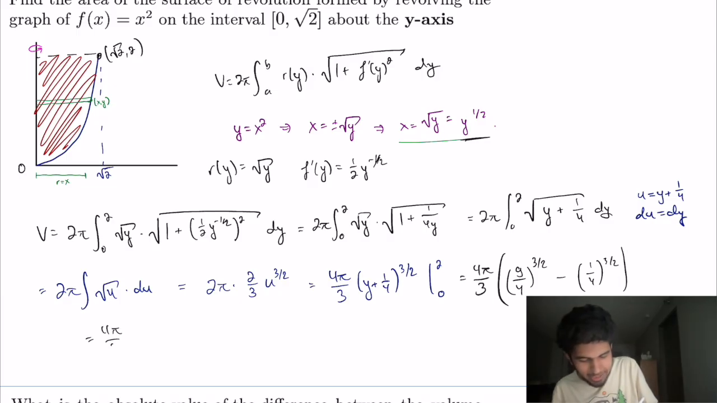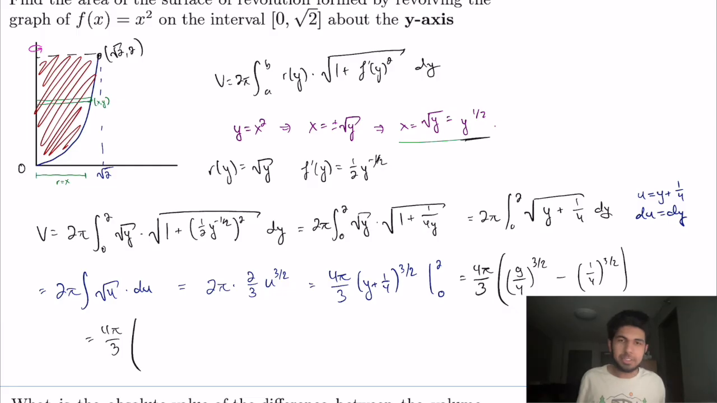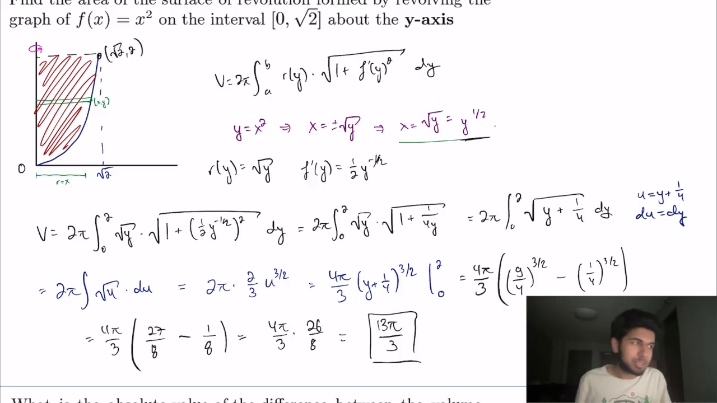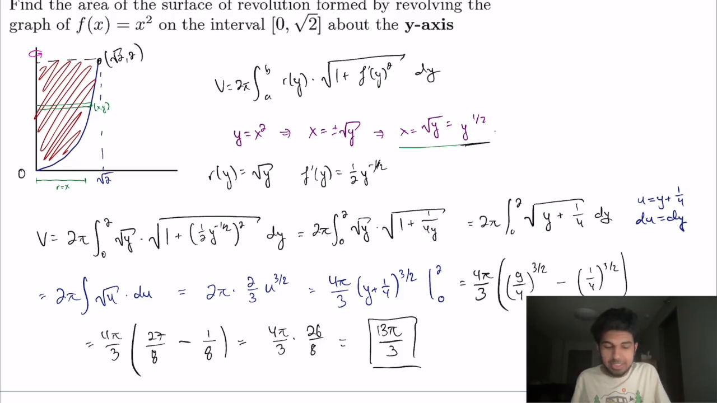4 pi over 3. 9 over 4 to the 3/2 is equal to the square root of 9/4 raised to the 3rd power. The square root of 9/4 is 3/2. 3/2 cubed is 27 over 8. 1/4, the square root of 1/4 is 1/2. 1/2 cubed is 1/8. So this is equal to 4 pi over 3 times 26 over 8. This you can simplify a bit more. 13 pi over 3. So a bit of integration and algebra practice right there. But there you go, that's the surface area.